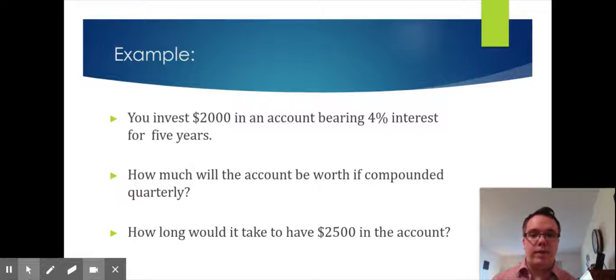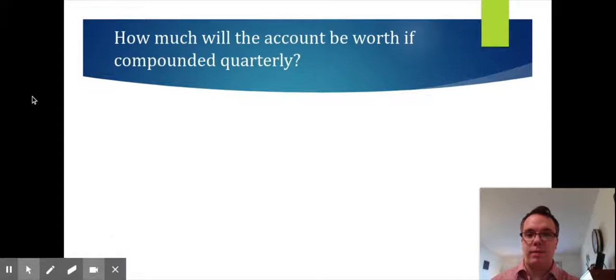All right, so it says we invest $2,000 in an account bearing 4% interest for 5 years. So our first question is, how much will the account be worth if we compound it quarterly? And then we're going to see how long it would take to have $2,500 in the account. So the first question is, what would be in the account if we compounded quarterly?